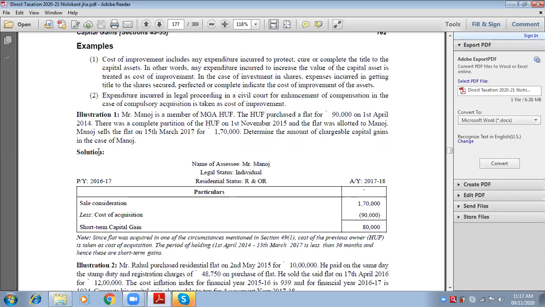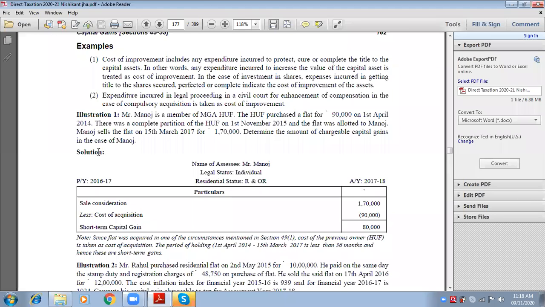Now Manoj is selling, no? Whoever sells the property becomes the assessee. So the name of the assessee will be Mr. Manoj. Why? Because he is selling the property, and because he is selling the property, the tax will also be paid by Mr. Manoj only. So who is going to pay the tax? The one who is going to pay the tax becomes the assessee. I hope you remember the definition of assessee. Assessee means one who has to pay tax to the government or receive from the government.